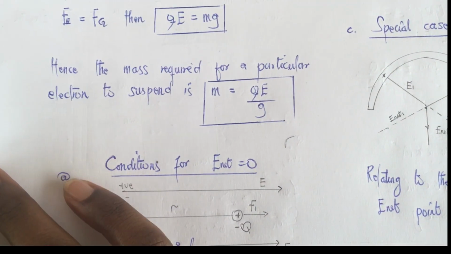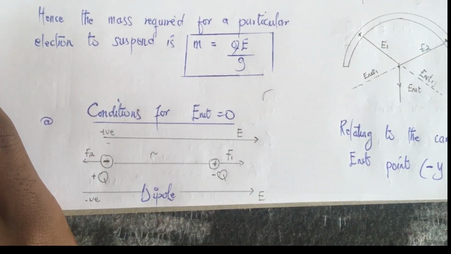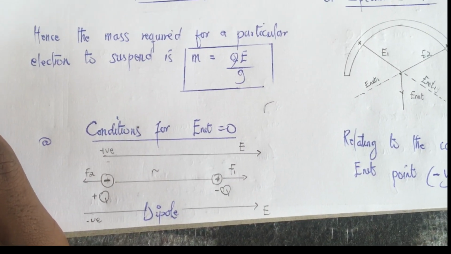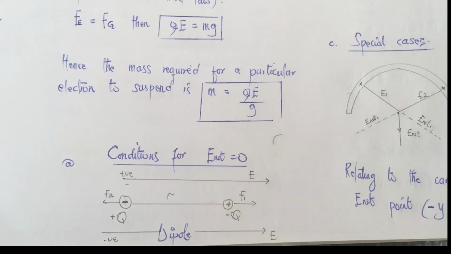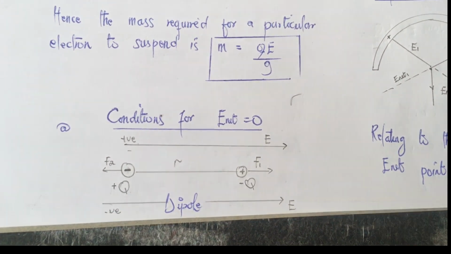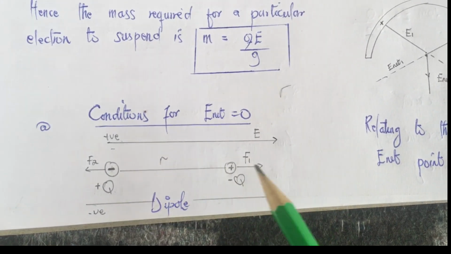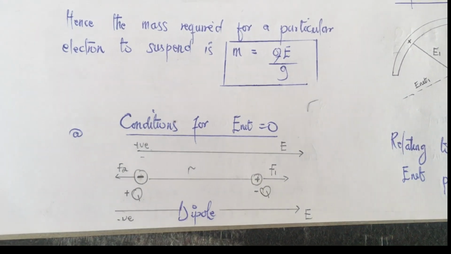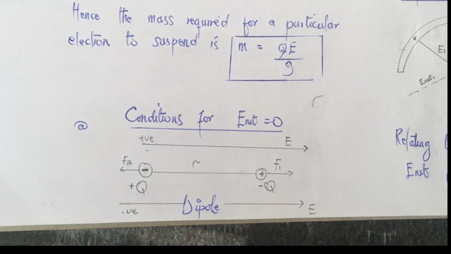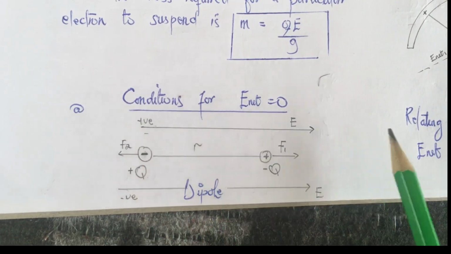So let's consider another condition here: the condition for our electric field to be equal to 0. There are two main conditions that we can consider for our electric field to be equal to 0. The one is when there's a dipole. Dipole means they have the same magnitude of charge but opposite signs, the positive and the negative.